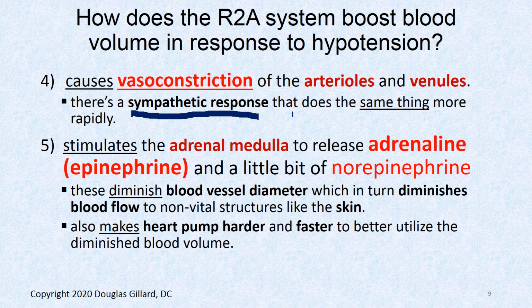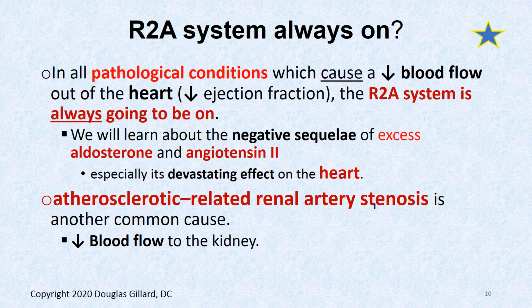So those vasoconstrict as well to boost blood pressure. But remember, these are targeted more for the skin. These have more of an effect on the skin. In the dermis, there's a capillary system and a venous system that it shuts down. Epinephrine also stimulates the heart to pump harder and faster, because there's not much blood left, so what is left needs to be pumped around faster.